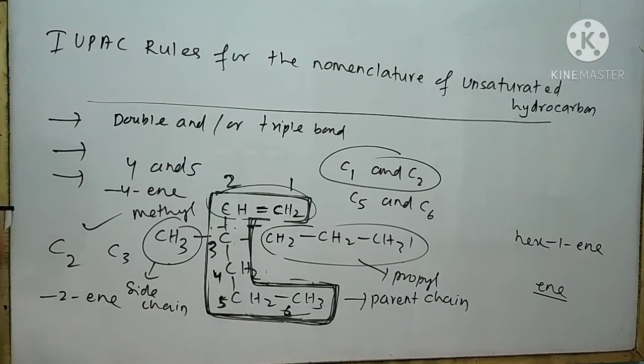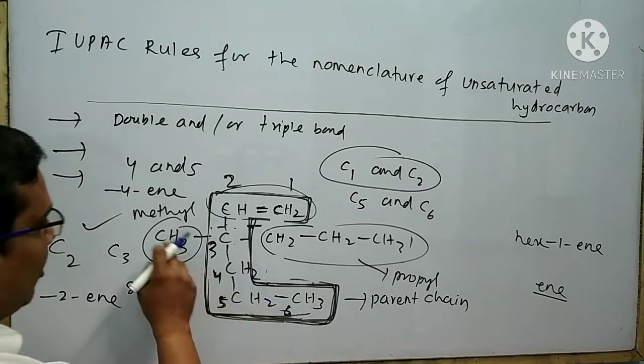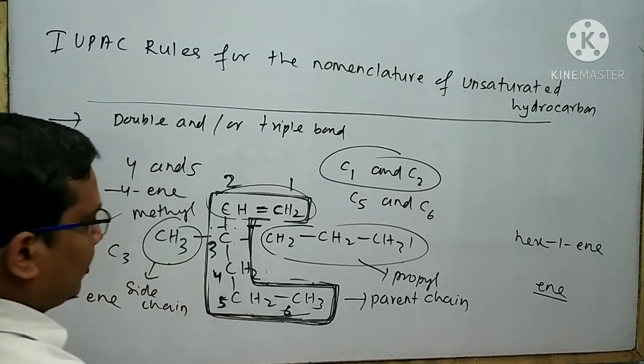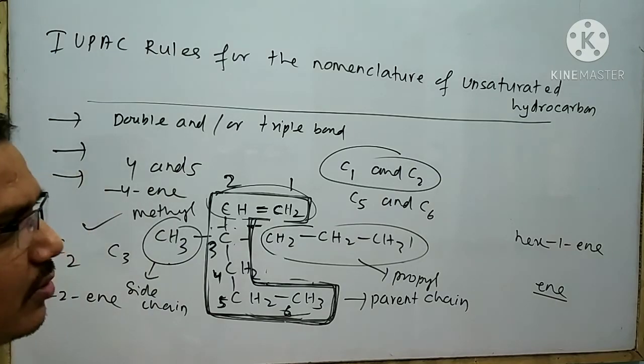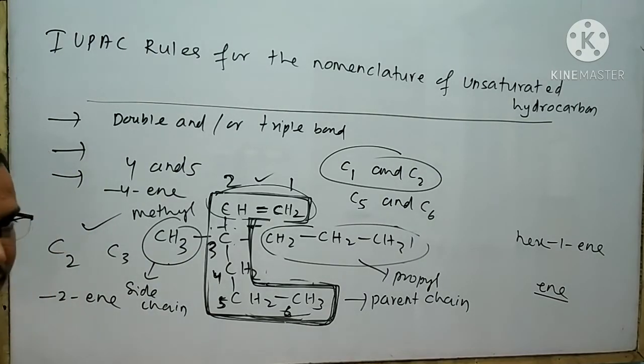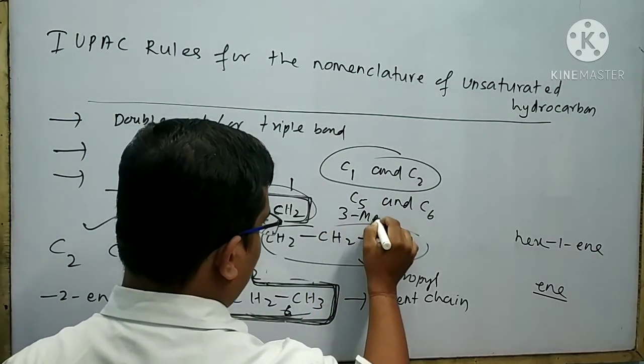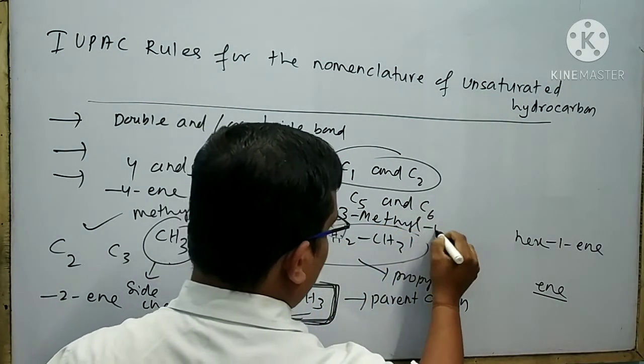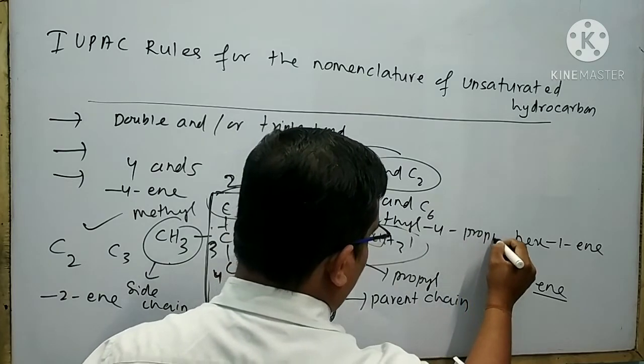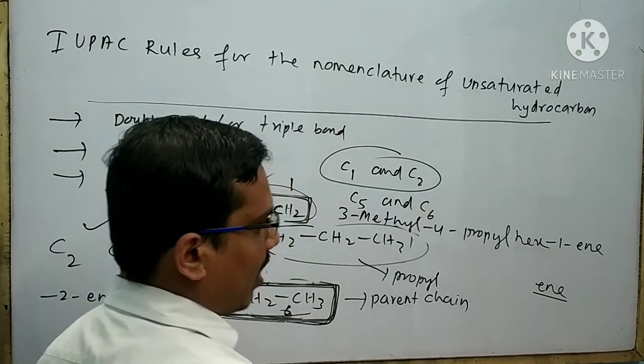Now apply the alphabetical system. Here M comes first, then P comes. So I can write the name of this compound like this: 3-methyl 4-propyl hexene.